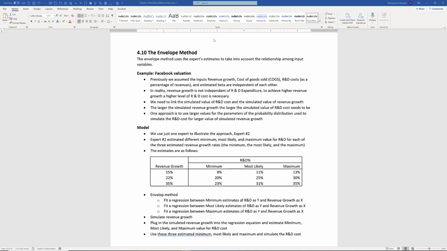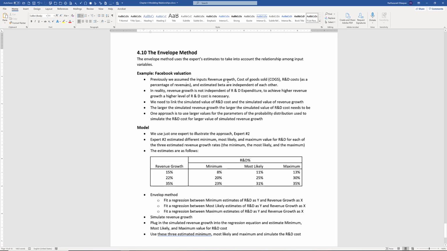Okay, so we're going to go back to revisit the Facebook valuation example where we had expert opinion on several variables. So we had revenue growth, cost of goods, R&D, and the estimated beta value. They were all variable inputs that we simulated. At that time, we assumed that they are all independent. We treated them as independent variables. We assigned different probability distributions for each of them without regard to any interrelationships.